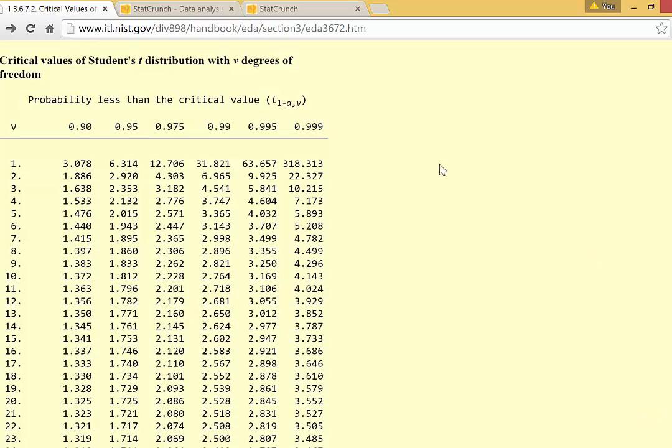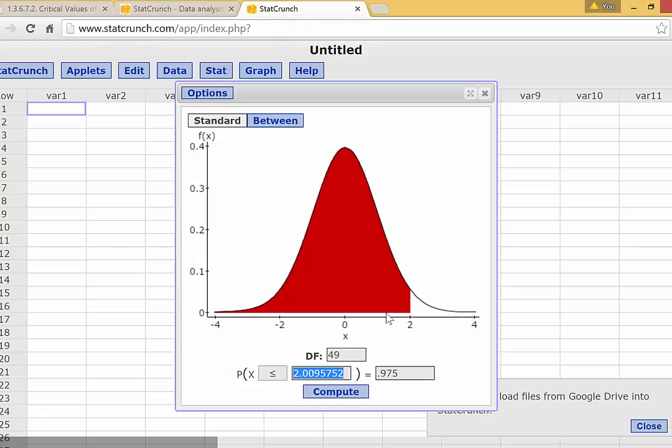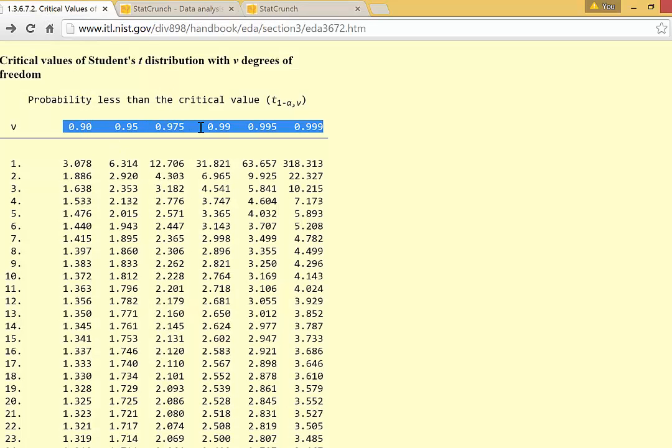Now let's look at a t-table. Across the top here, we have those areas that we talked about a second ago and that we saw on that picture. This area here, 0.975. So across the top we have those accumulated areas, or accumulated probabilities. And then on the far left we have the number of degrees of freedom.